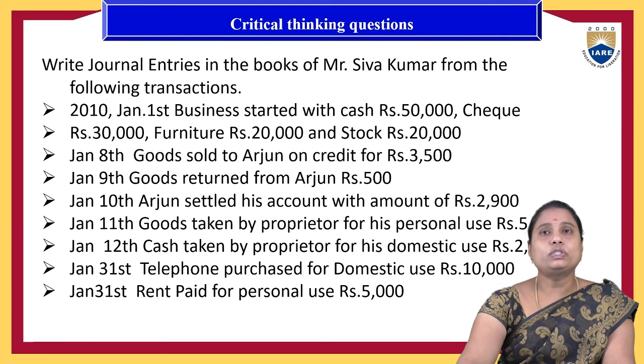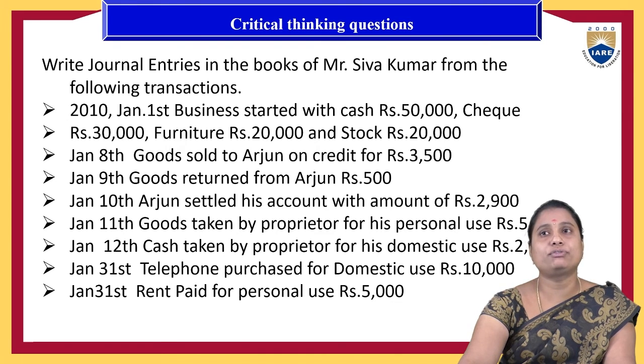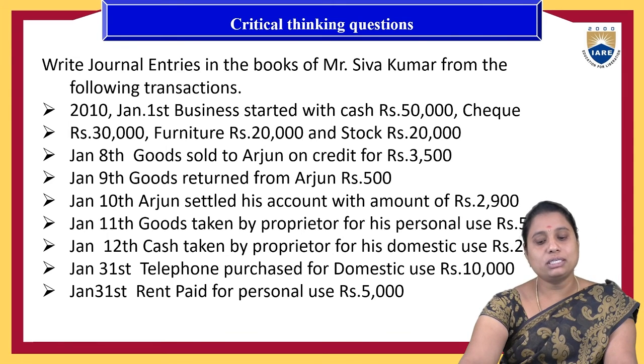Same, write the journal entries in the books of Mr. Shivakumar from the following transactions, 2010. January 1st, business started with cash of 50,000, check of 30,000, furniture of 20,000 and stock of 20,000. January 8th, goods sold to Arjun on credit for 3,500, and January 9th, goods returned from Arjun 500. And 10th, Arjun settled his account with an amount of 2,900.